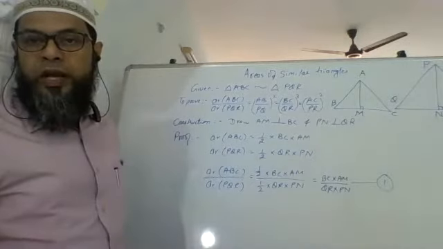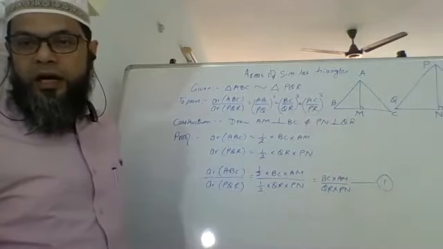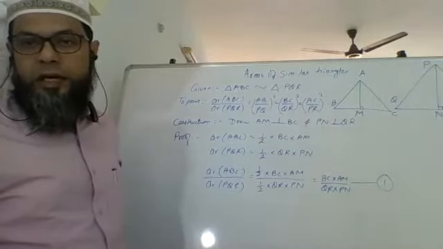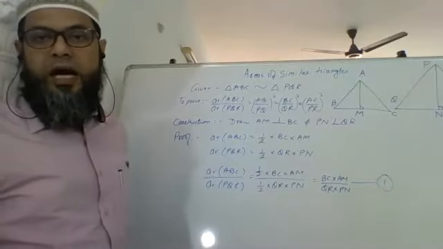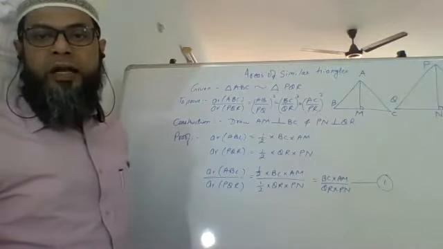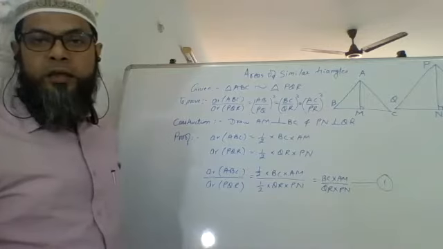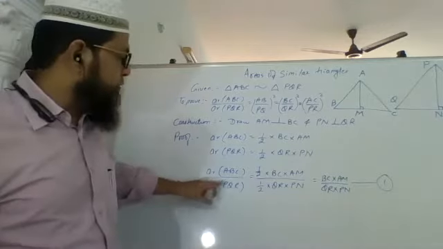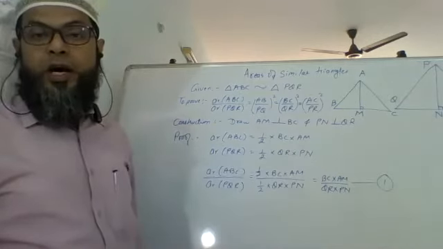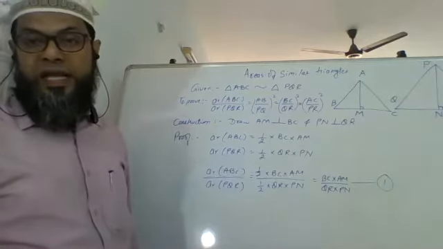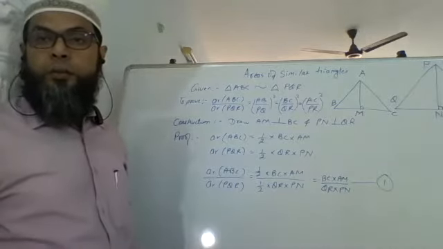Also, we know area of any triangle is half into base into height, isn't it? So area of triangle ABC is half into BC into AM, and area of triangle PQR is half into QR into PN. So area of this triangle upon area of this triangle is half into BC into AM upon half into QR into PN. Half and half will cancel, so we are left with BC into AM upon QR into PN.